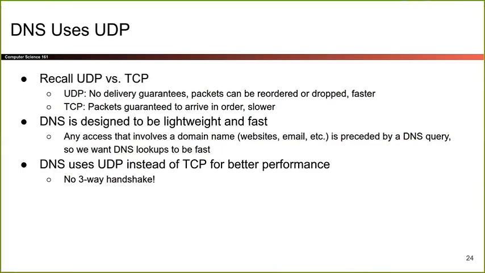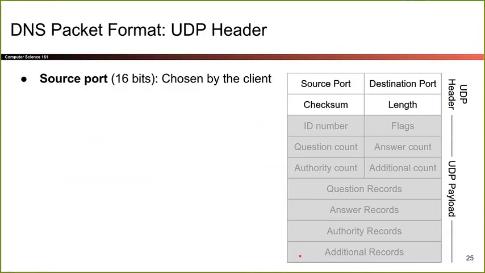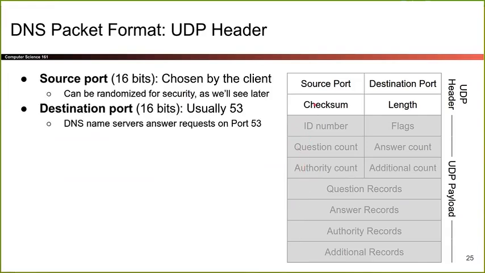So we like UDP here. So what does the UDP packet look like? We saw this already in the UDP lecture. A UDP packet has a header and then it has a payload. So what's in the header? The header has a source port and a destination port. And as you recall from the ports lecture, the source port, at least from the request.